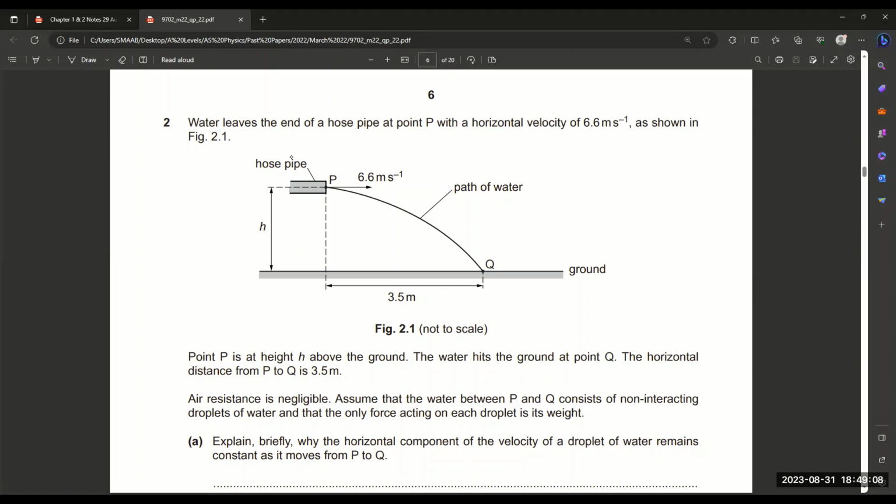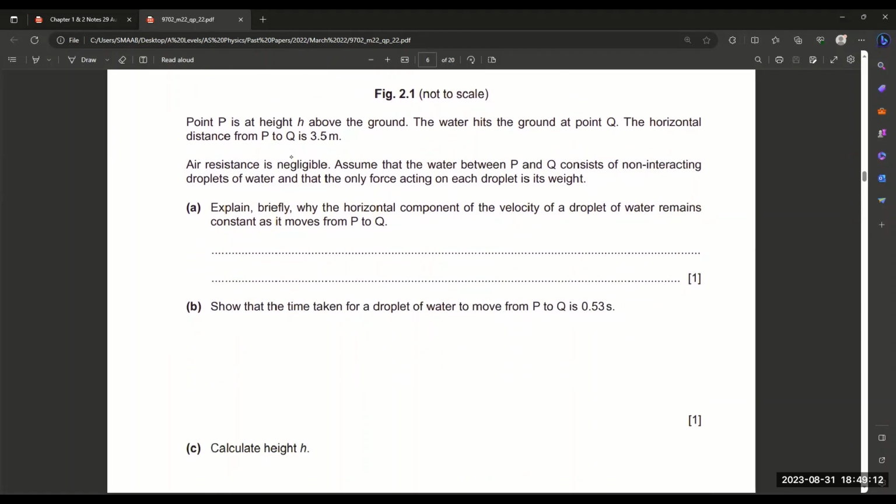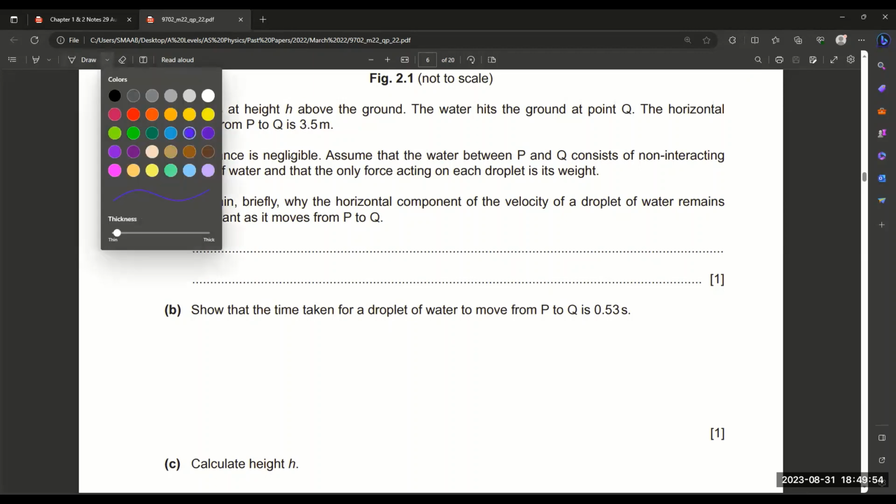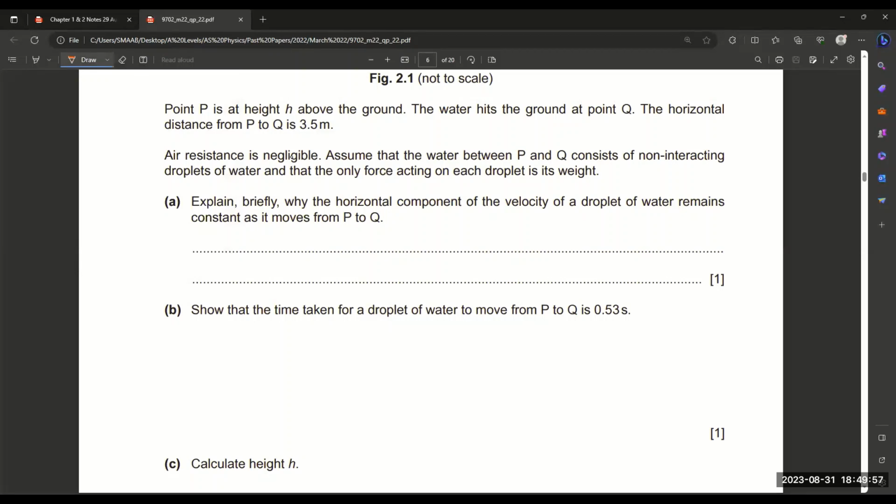For what they are asking, because usually they start with something different, then they come to the main point. Explain briefly why the horizontal component of the velocity of the droplet of water remains constant as it moves from P to Q. Why does it remain constant? Because during the explanation we discussed that we take air resistance as negligible. It means the resultant force on the droplet of water will be zero, right? Because we know that once the body is moving with constant velocity, either all forces are balanced or there is no force acting on the body. So the force in the horizontal direction is zero. That's the answer. Yes.